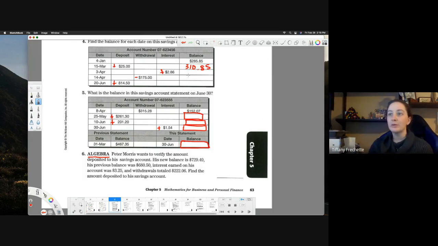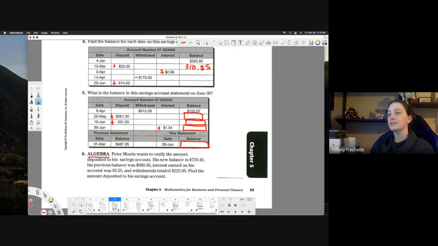So usually when we're doing these ones up here, we get all the pieces and we have to add them together to get a total or a statement balance. In this one, it's probably, and we'll read through it in a minute, it's probably going to give us a statement balance. We're going to have to find one of the missing pieces. So let's go ahead and read it.